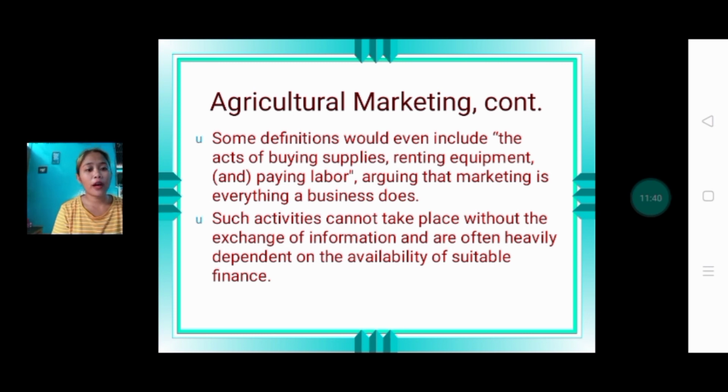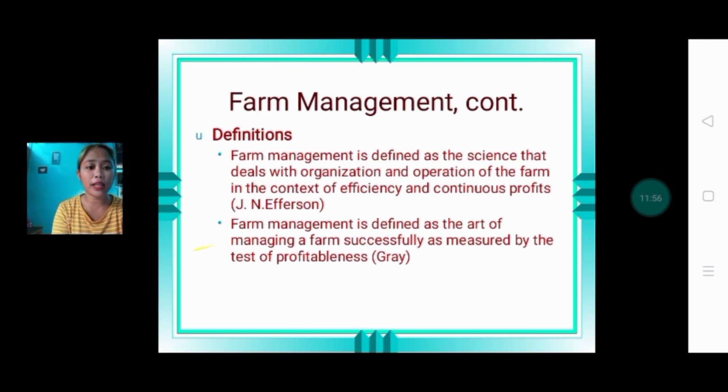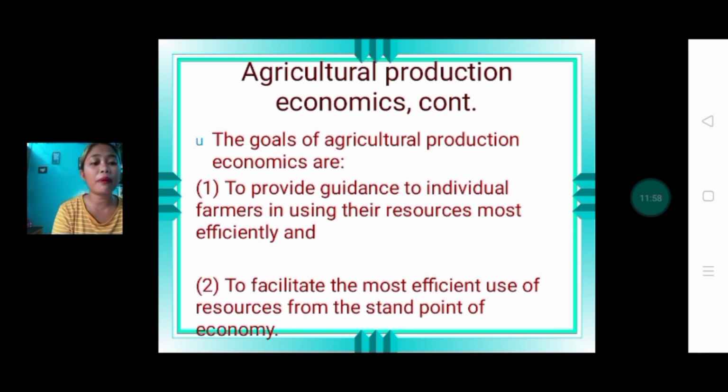So to sum up this topic, we talked about the six contributions, and we talked about the branches of agricultural economics. So that is my report.